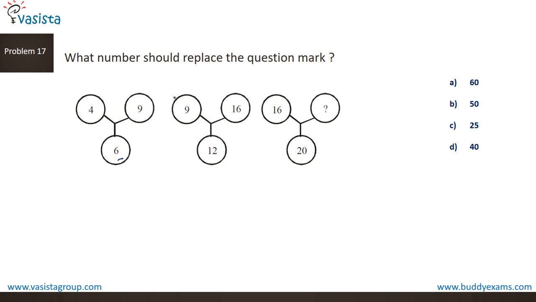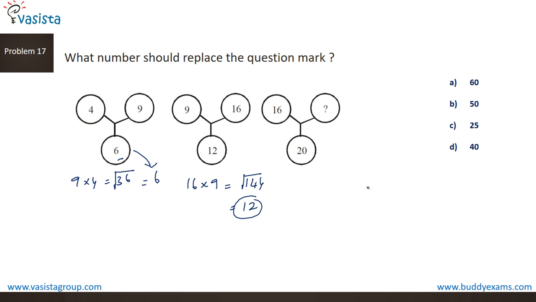9 into 4 is going to be 36. Then the square root of 36 is 6. Similarly, here 16 into 9 is going to be 144. If you take the root, that is going to be 12.